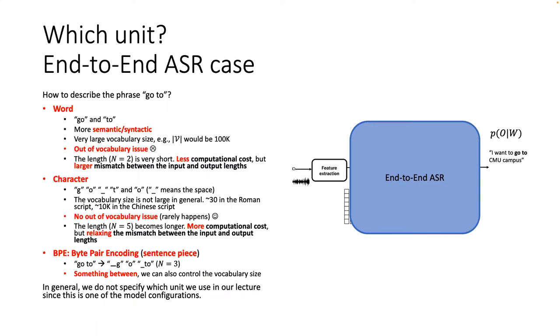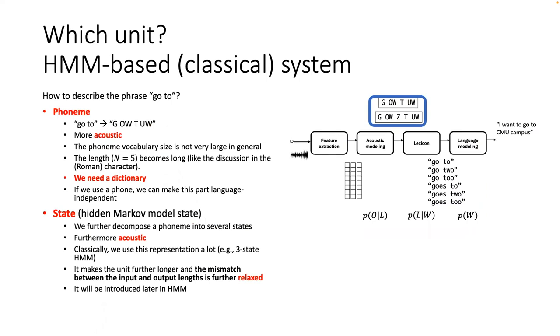Okay, and the second interesting representation is, as you mentioned, the phoneme. Phoneme is very important since it is very intuitive, right? And the phoneme, or phone, is very similar to our acoustic feature, right? This is, I think, the biggest motivation that people started to use phoneme. I would call this representation more acoustic.